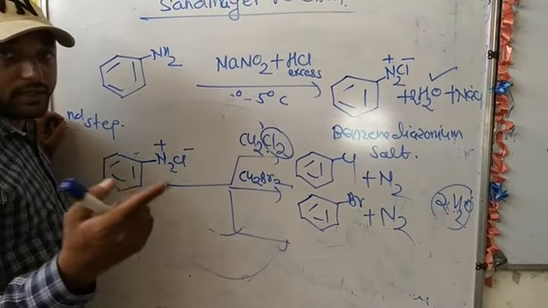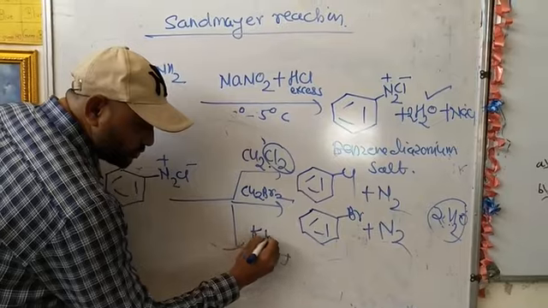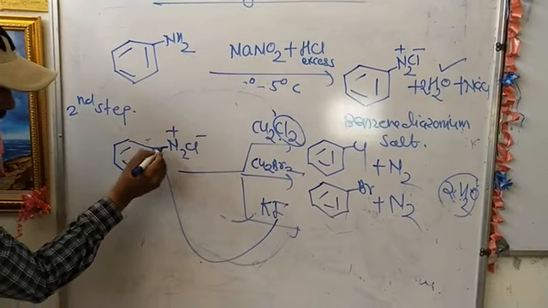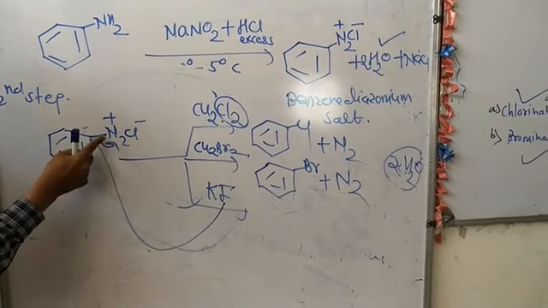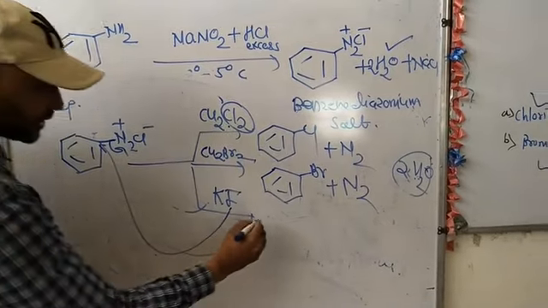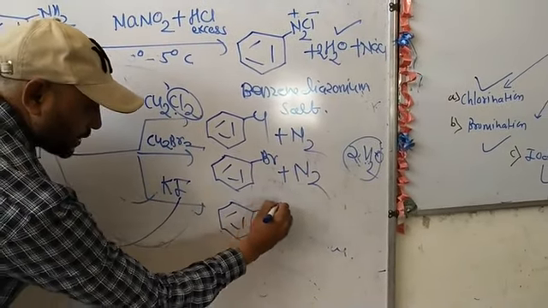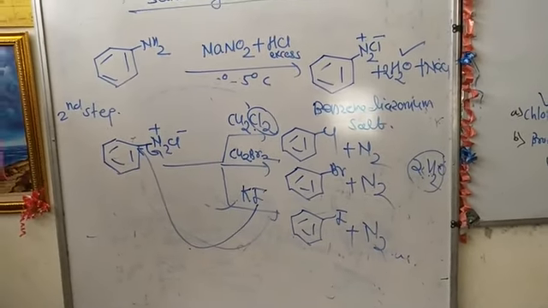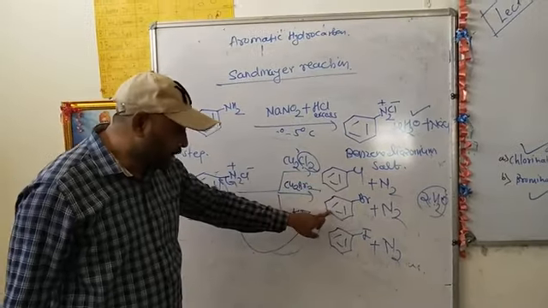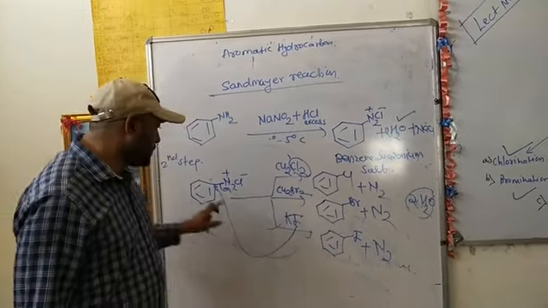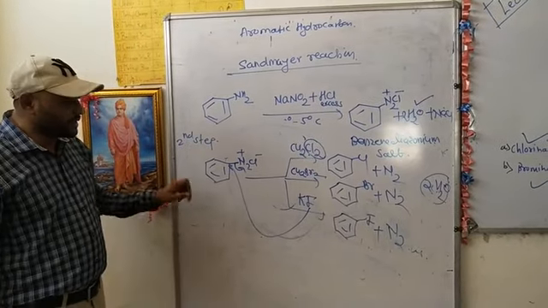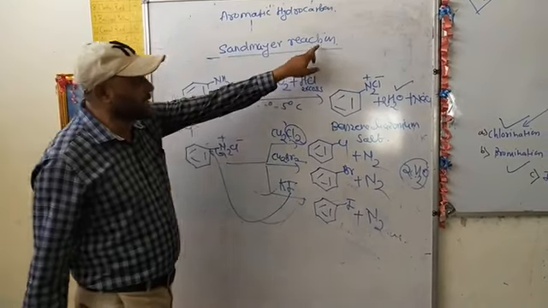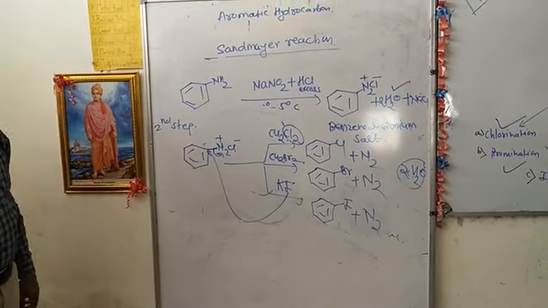Or if you want to prepare iodobenzene, you should use potassium iodide. This iodine replaces this nitrogen, forming iodobenzene plus N2. So you can prepare chlorobenzene, bromobenzene or iodobenzene from benzene diazonium chloride in the second stage. So this reaction is called what? The Sandmeyer reaction.